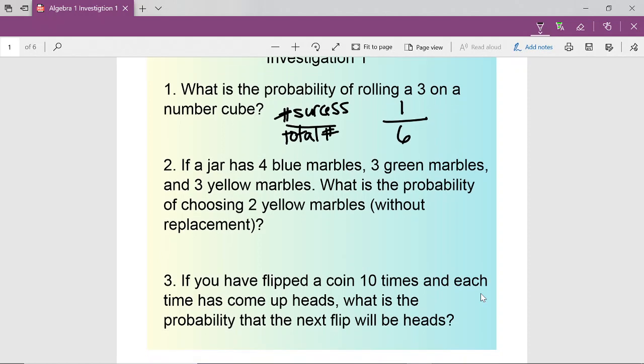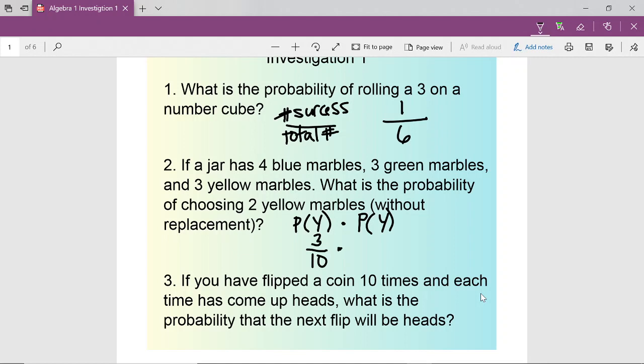Number 2 says, if a jar has 4 blue, 3 green, and 3 yellow marbles, what's the probability of choosing 2 yellow marbles without replacement? What we're really trying to find is the probability of 1 yellow, and then the probability of another yellow. It's going to be dependent probability, so we're going to multiply them together. For the first yellow marble, there are 10 marbles in the jar and only 3 of them are yellow. So the first probability is 3/10.